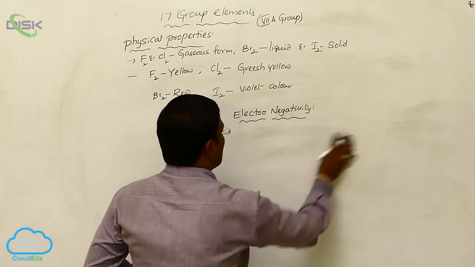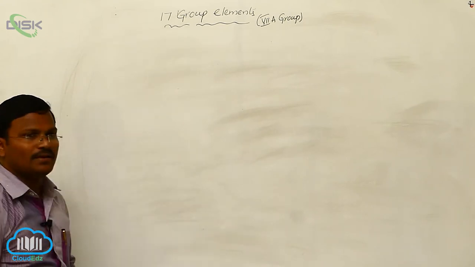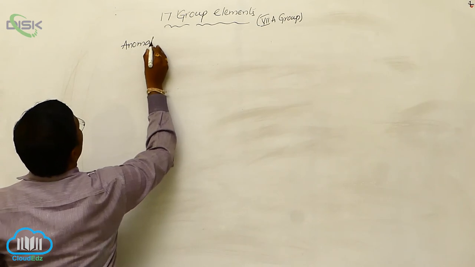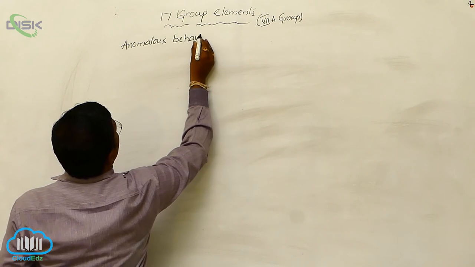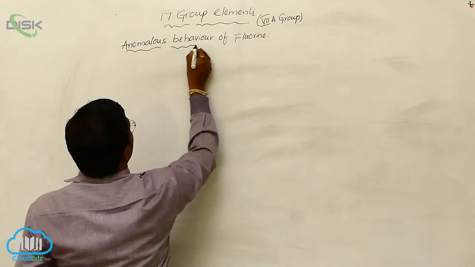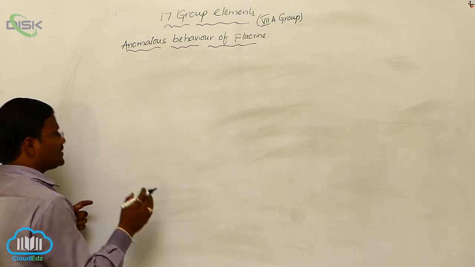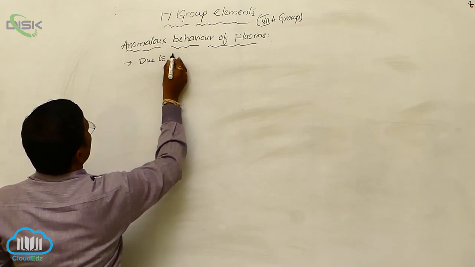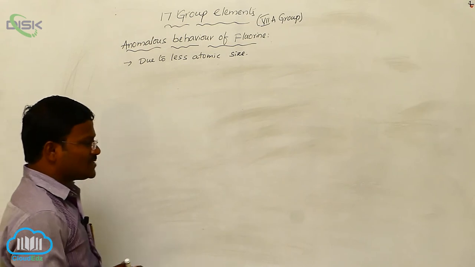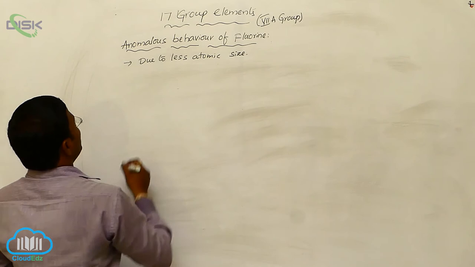And more, let us learn the anomalous behavior of fluorine. That means in halogens, when compared to chlorine, bromine and iodine, fluorine exhibits some different properties. Such behavior is called anomalous behavior of fluorine. So once again, what does anomalous mean? Different properties. When compared to the remaining elements of the same family, it shows some different properties. Why does it show different properties? The reason is its small atomic size. As we stated just now, when compared to all elements in the periodic table, the smallest atomic size is identified with fluorine. Due to its small atomic size, it shows anomalous behavior.